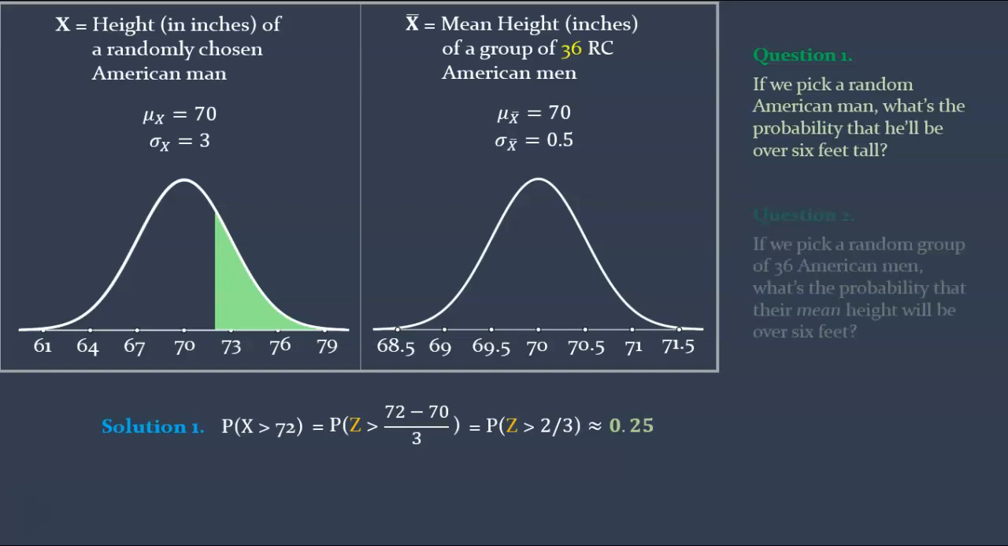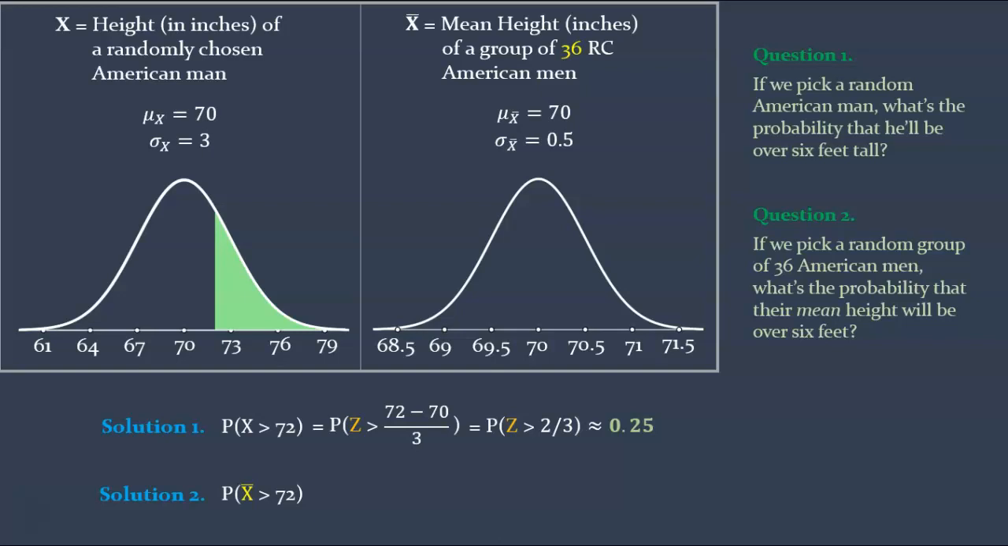Now, let's turn to question 2. If we pick a random group of 36 American men, what's the probability that their mean height will be over 6 feet? We can solve this problem in the same way, and it's just as easy, provided we keep track of which random variable we're working with. This is a question about mean height, so we want the probability that x bar is greater than 72. Notice that this will be tiny.